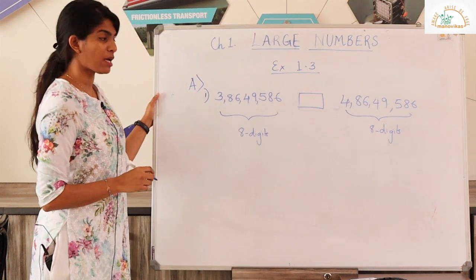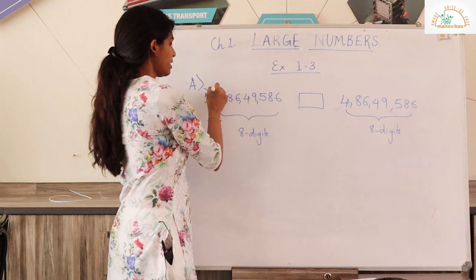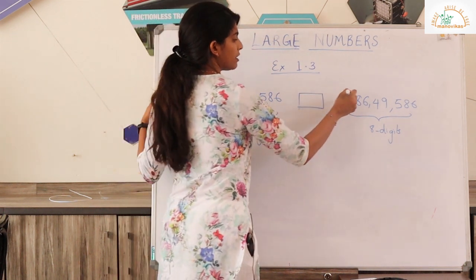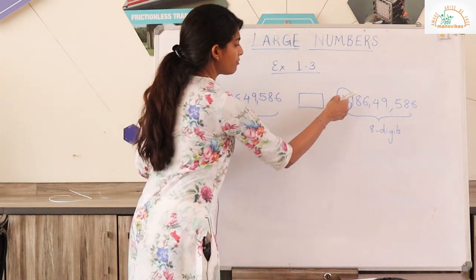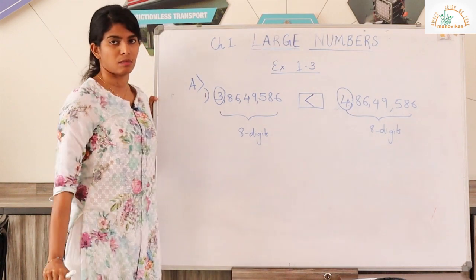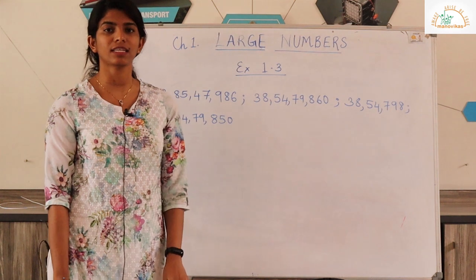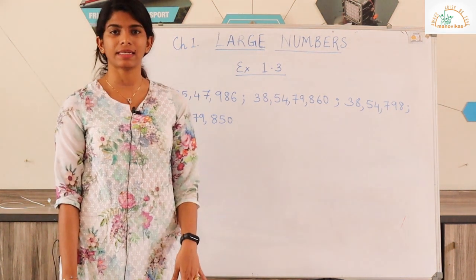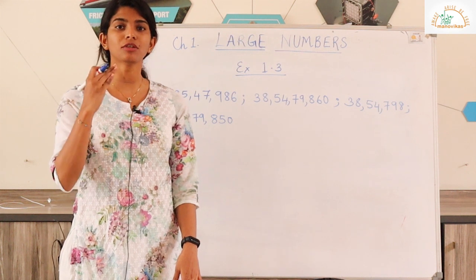Next, what is the next step? We will see the leftmost number which is there. Here we get 3 here, and here we have 4. Now tell me which number is greater? Yes, obviously 4 is greater than 3. So this number is larger than this number. So let's start with question B now. Arrange in ascending order. Now what do you mean by ascending? It means we have to arrange the number from small to big.